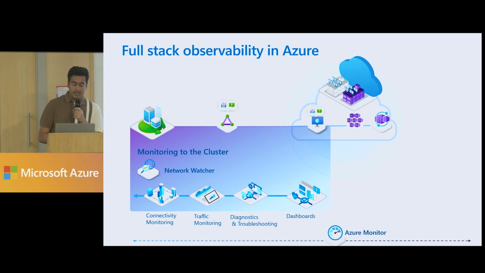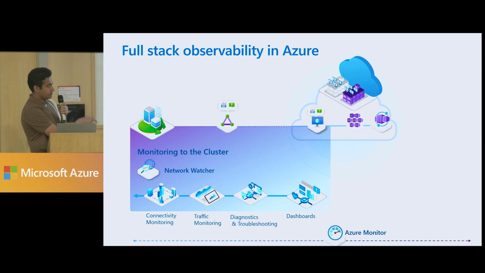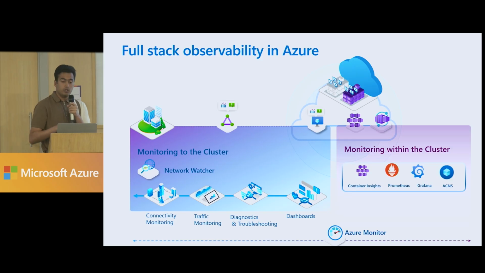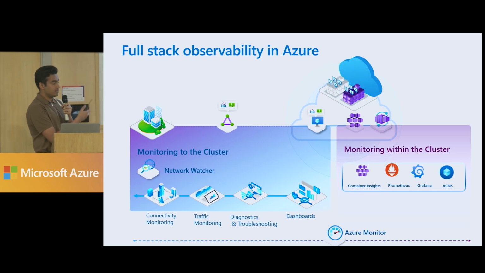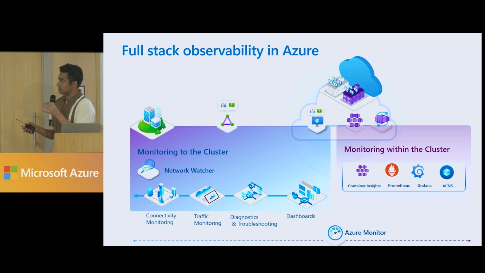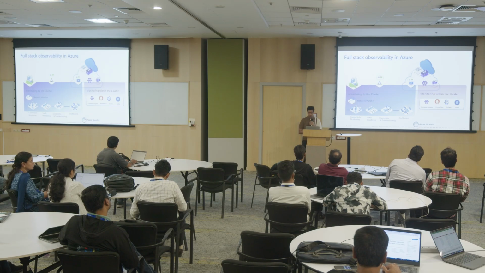Then you can use Azure Monitor to connect all of these metrics with metrics from your cluster using tools like Prometheus and Grafana in order to actually get end-to-end metrics from your infrastructure all the way to your application level. You can also integrate this with Azure Container Network Services, or ACNS, in order to get more pod-level statistics, giving you a complete end-to-end view to know exactly where the problems are being caused.